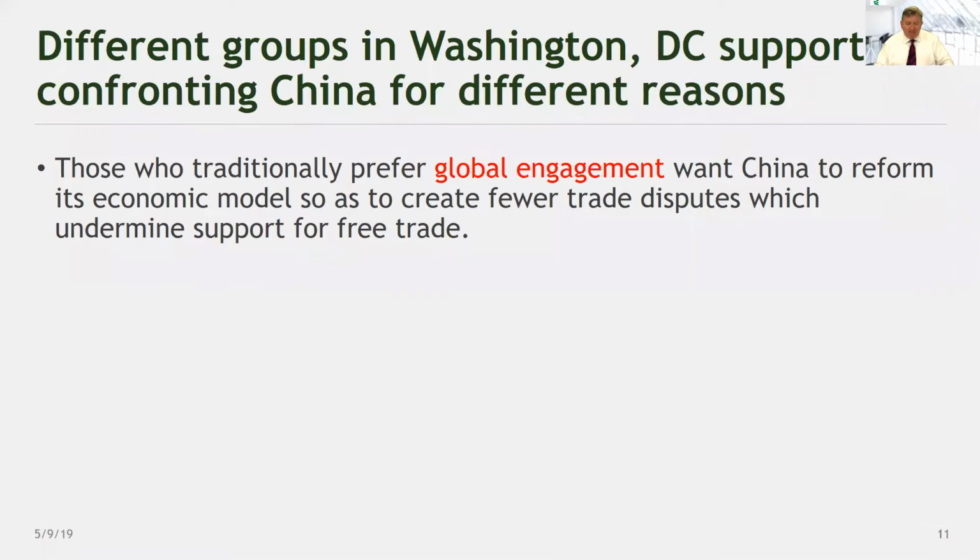In fact, if you break down the different supporters of the current U.S. hardline on China, you come up with four groups. The first group, and this may seem a bit surprising, these are people who traditionally support free trade and global engagement with China and with the rest of the world, but they're afraid that Chinese unfair practices end up distorting foreign markets. So they want to see China reform. So the Chinese reform of their economy is what this first group wants, and they're prepared to see a tough line by the United States to get that.